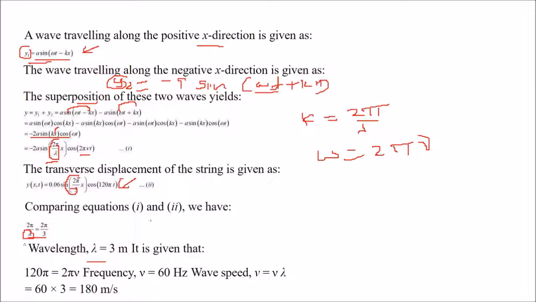The wavelength can be computed, and when we compare this 2 pi nu with 120 pi, the pi cancels, 2 divided by 120 gives 60, so nu, the frequency, is 60 hertz. We know v equals nu lambda. We can find out the velocity, which is 60 into 3, because lambda is 3, as we found from here. So this is 180 meter per second.